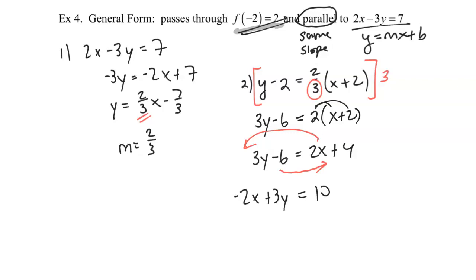And now I'm nearly finished, except for the fact that my a value is not positive. And so to make that positive, I need to multiply the equation through by negative 1, which basically just means that I'm going to change the signs of every term. And that is how I end up with the final answer right there.